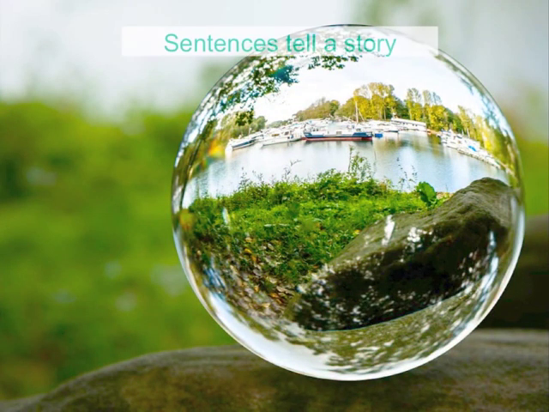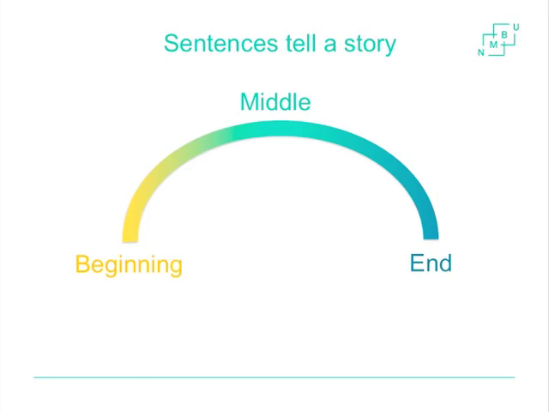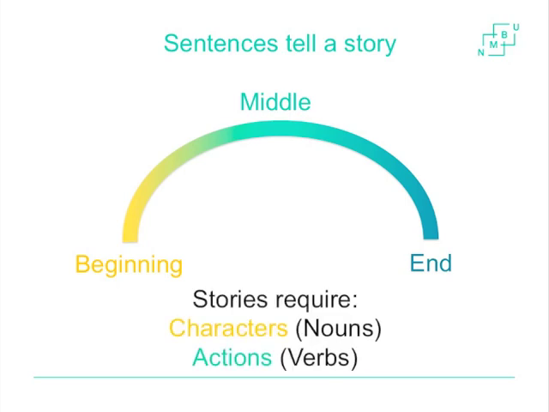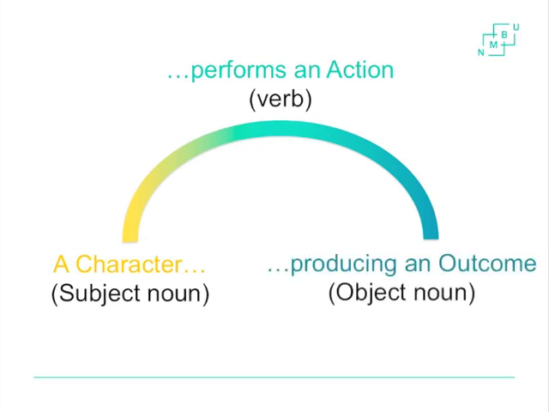All writing is storytelling. This also applies to your thesis. Just as your thesis has a clear beginning, middle, and an end, so should every sentence. And every story requires characters that are performing some sort of action. The character is the subject of the sentence, which is often a noun. The subject performs an action described through a verb, which produces an outcome described as an object noun. By placing the subject and verb together, each sentence should clearly state who is doing what.